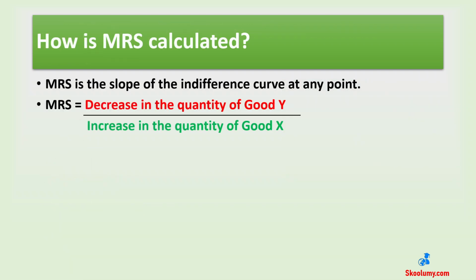How is MRS calculated? It is the slope of the indifference curve at any point. The formula for calculating MRS is decrease in the quantity of good Y divided by increase in the quantity of good X.